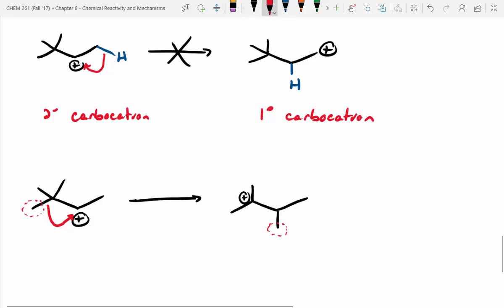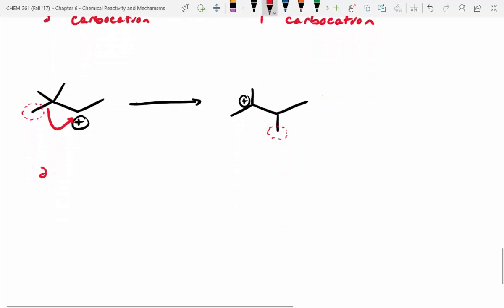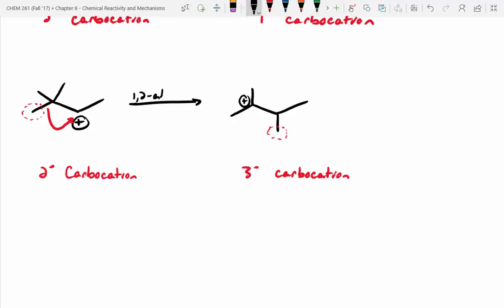And this one actually works out a lot better, right? Because now we're going from a secondary carbocation to a tertiary carbocation. And this is referred to as a 1,2 alkyl shift. Does that make sense? So you can move protons or you can move entire carbon groups over one adjacent atom. Does that make sense? In order to increase the stability of that carbocation.